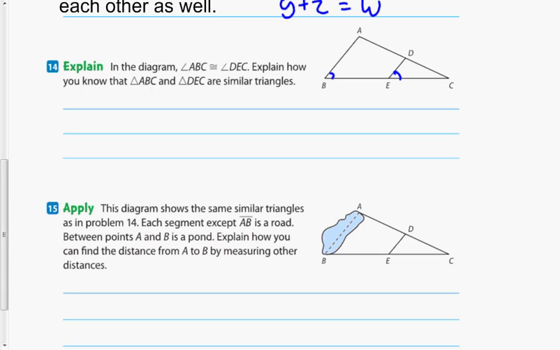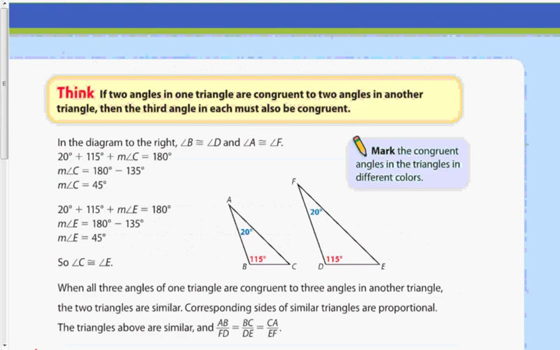But if we look at one of the angles, like angle C is in both of them. So it's equal to itself, obviously. So we have two angles that would be congruent in the two triangles. Now the question is, is this angle congruent to this angle? And actually, yes, they are. If you go back to what we talked about on the first day of this lesson, we learned that if two angles are congruent to two angles in another triangle, then the third angle would be congruent as well.